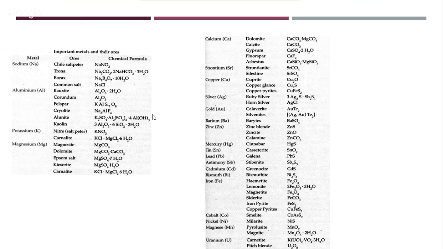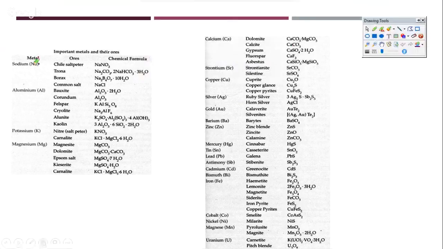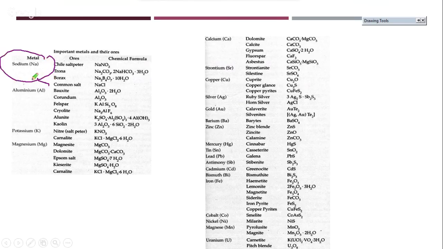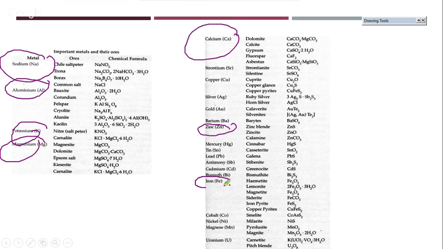Now, this is one slide where I have given you all your important metals. In your syllabus, you have the following definitely. You have your sodium, you have aluminium, potassium, magnesium, you have calcium, you have zinc, and you have iron. So all of these seven are pretty important for you. I've just mentioned their most important ores. Please remember, ores generally are of three types.